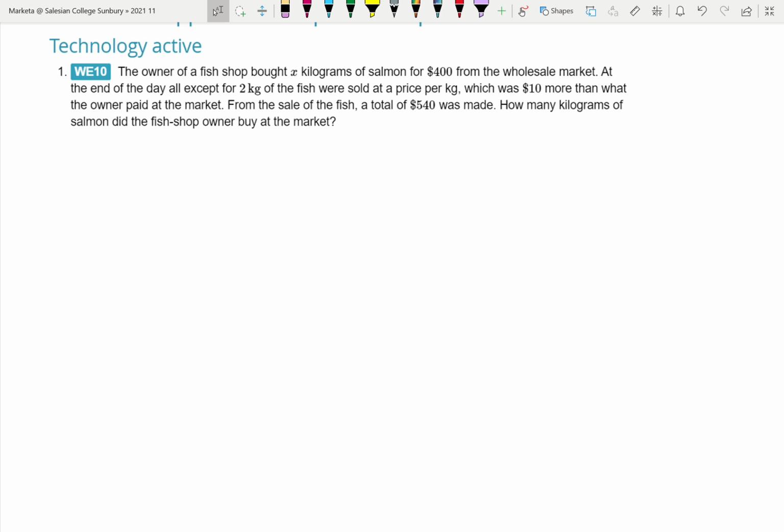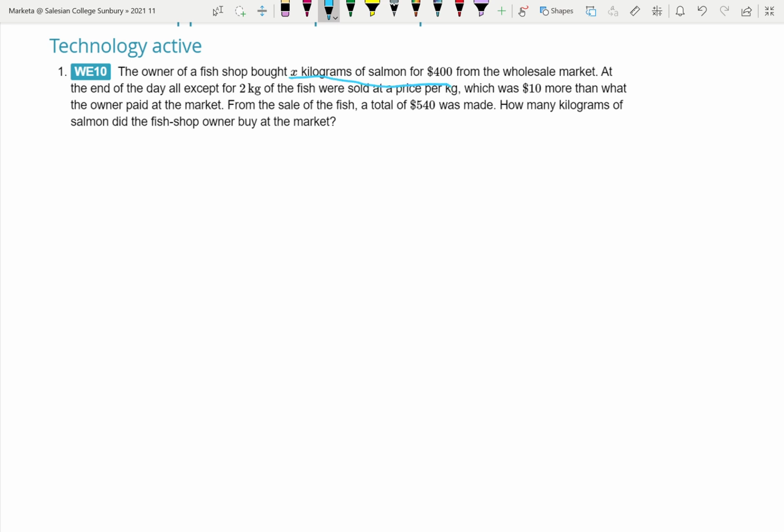So this first one is really similar to the worked example, which I went through in a previous video. It talks about someone selling fish or salmon at the market, and the first thing we're told is that the owner of the fish shop bought X kilograms of salmon for $400.